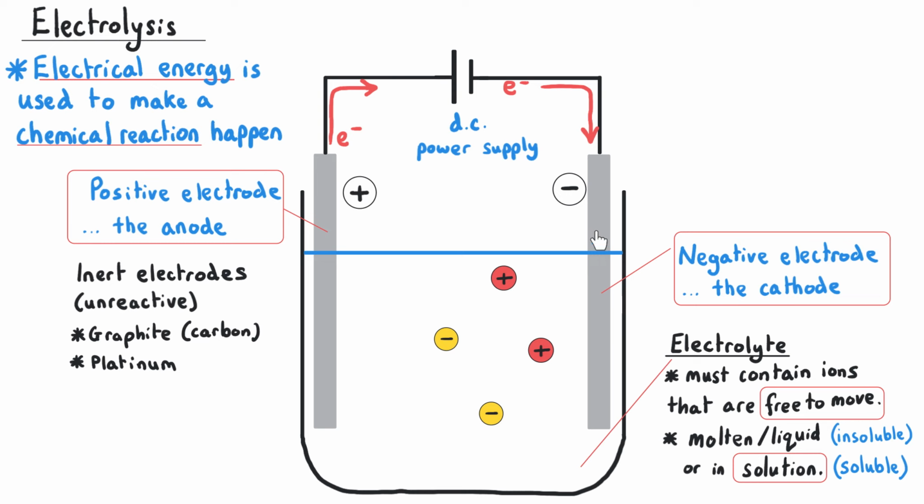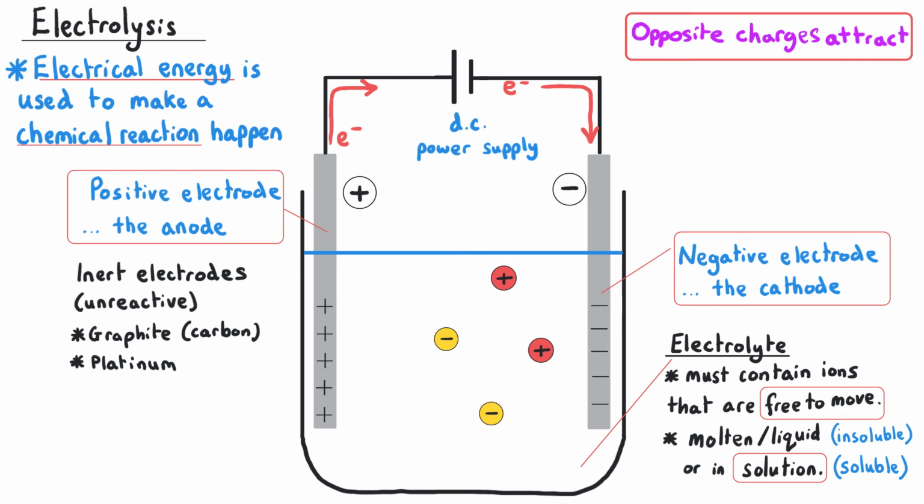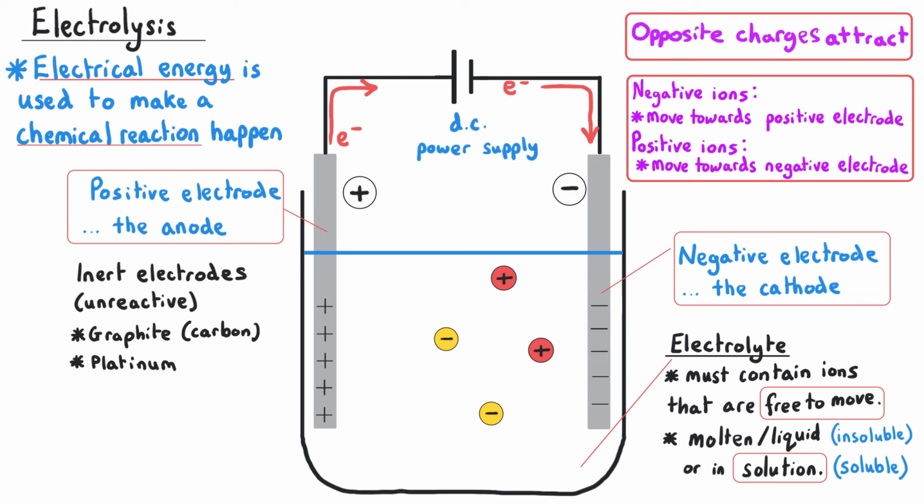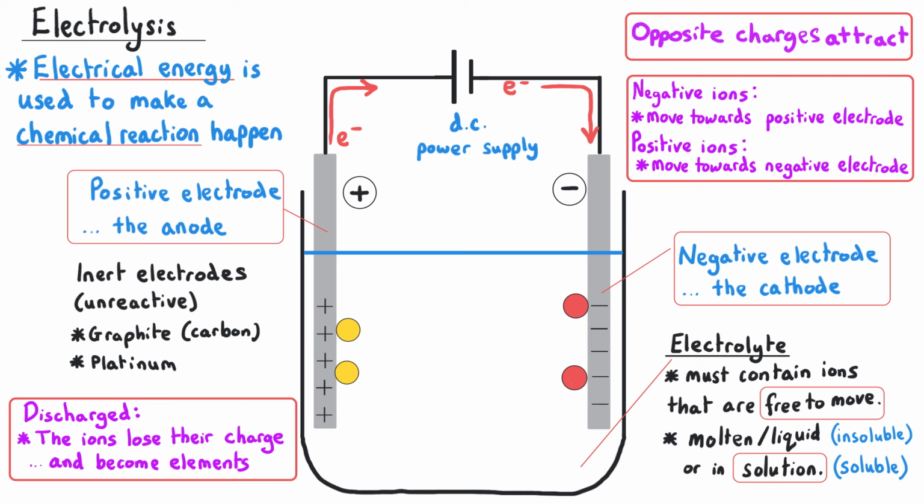The electrode that they build up on is the negative electrode, and this is called the cathode. And the electrode where the electrons came from is the positive electrode, and this is the anode. Since opposite charges attract, the positive and negative ions move towards their oppositely charged electrode. That means the negative ions move towards the positive electrode and the positive ions move towards the negative electrode. Both of these types of ion become discharged when they reach their electrode, and that turns them into the element that the ion was made from.